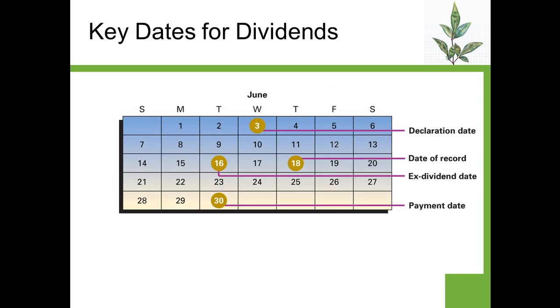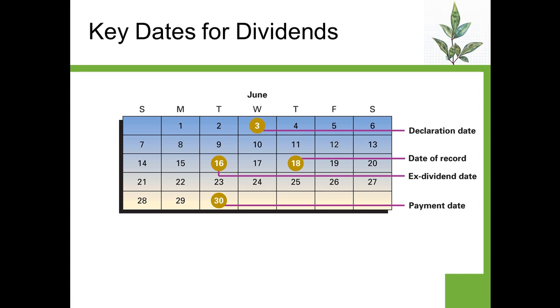Next, key dates for the dividend. The declaration date is every 3rd of June for the dividends. Dividend is declared on the 3rd of June and recorded on the 18th of June. And the ex-dividend date is the 16th, but the new dividend holder is recorded on the 18th of June, and on 30th of June, the dividend is paid to the investors, to the common stockholders.